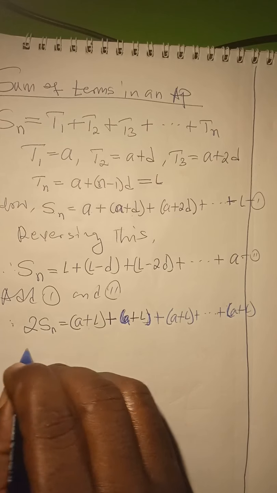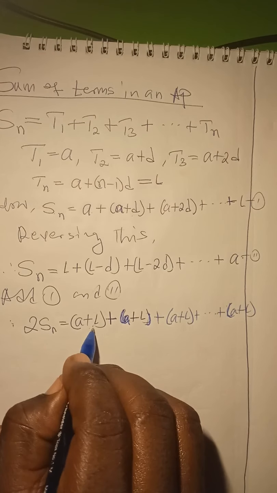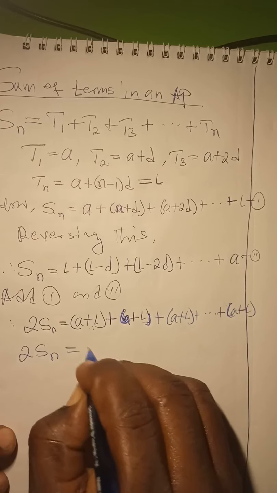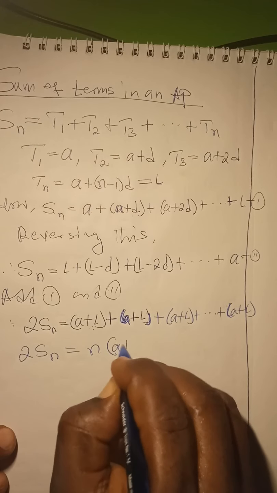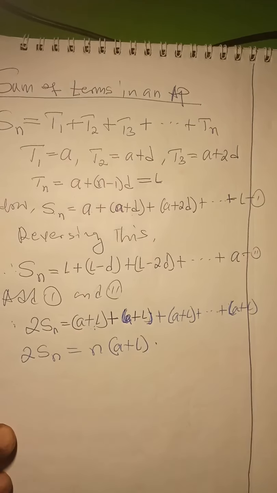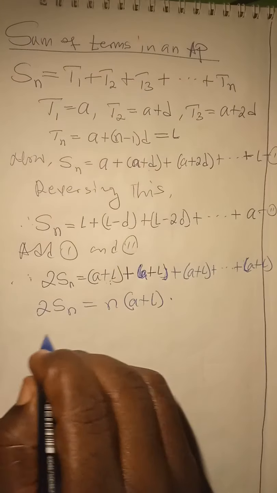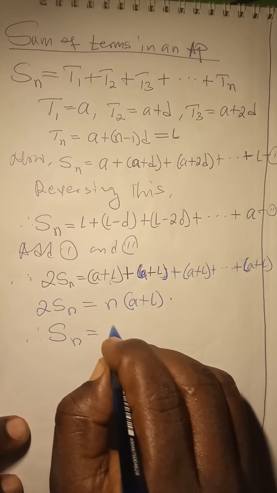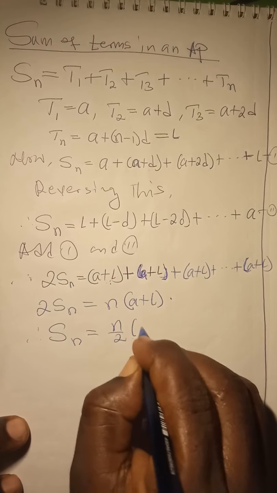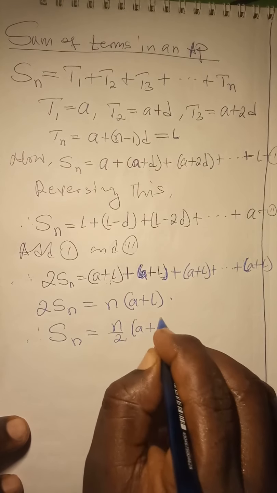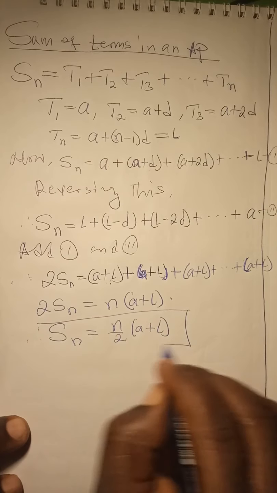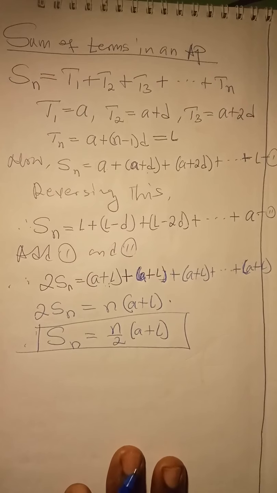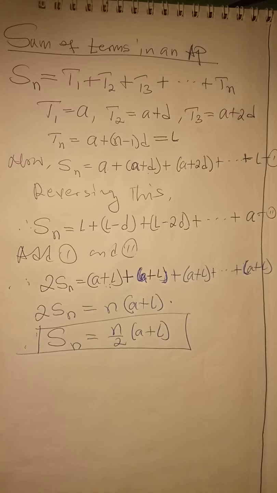So that means that we're going to have this, one of them times n, to produce 2Sn is equal to n(A plus L). See? Simple, right? So now, therefore, my Sn is going to give me what? n over 2 (A plus L). This is the formula with which we calculate the sum of terms in an AP. Okay, with this formula I can calculate any sum of an AP.